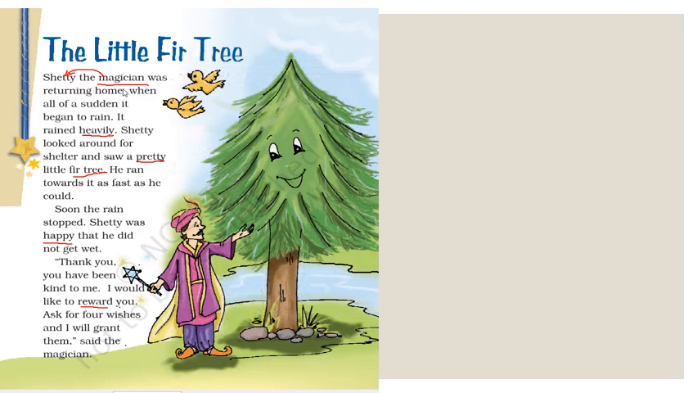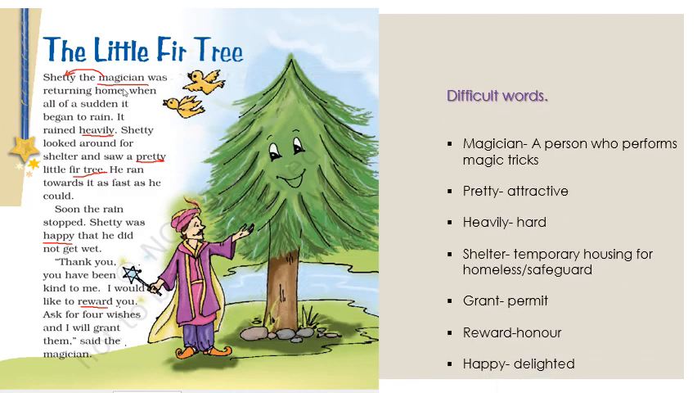Now let's look at the difficult words of the chapter. So here, as we have just discussed, magician means a person who performs magic tricks. Pretty means attractive. Heavily means hard or with great force. Shelter means temporary housing for homeless or safeguard. Grant means permit. Reward means honor, and happy means delighted.